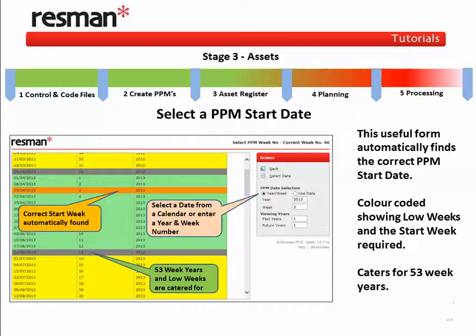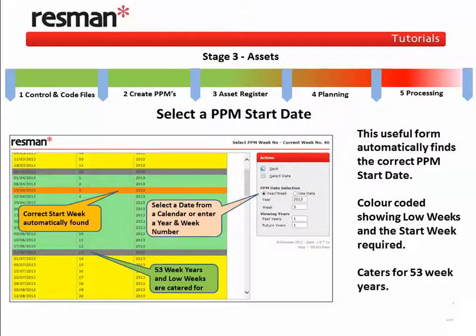Although this list displays a year before and a year after the current week, we can enter any other values into the past and future fields, and the list will expand accordingly. The PPM start date is the date from which our PPM job frequencies will first occur. If our frequency was an annual PPM, our start date will need to be 52 weeks before the week we want the PPM to appear in our PPM plan.